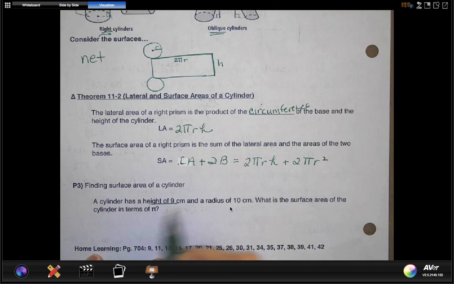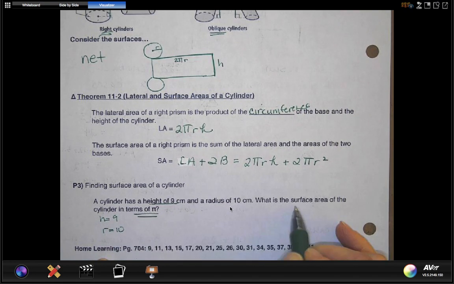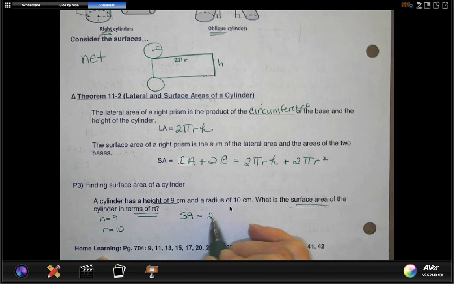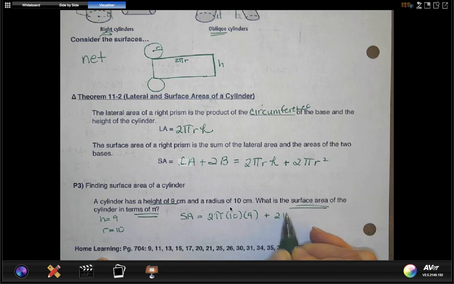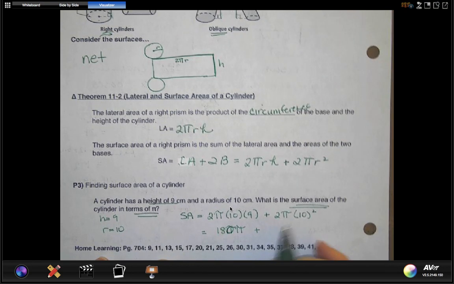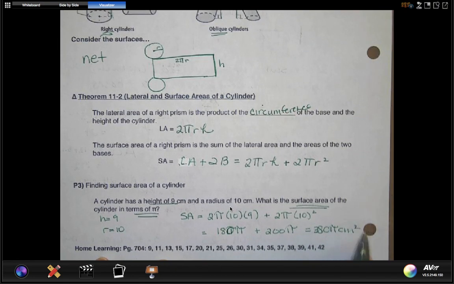So if we have a height, my h is 9, my radius is 10. It says leave my answer in terms of pi. I want the surface area. So this one I don't really break up. So it's 2 pi 10 times 9 plus 2 pi 10 squared. So here we've got 180 pi, and here we have 200 pi. So I end up with 380 pi centimeters squared, because again, we're finding area.